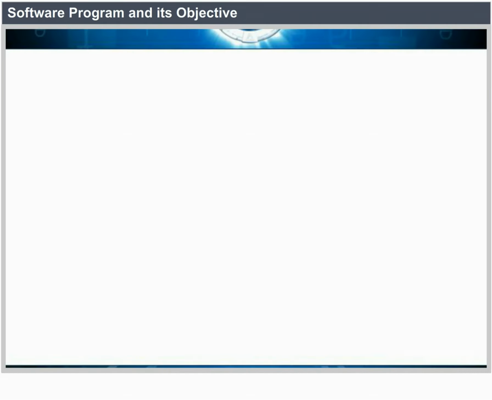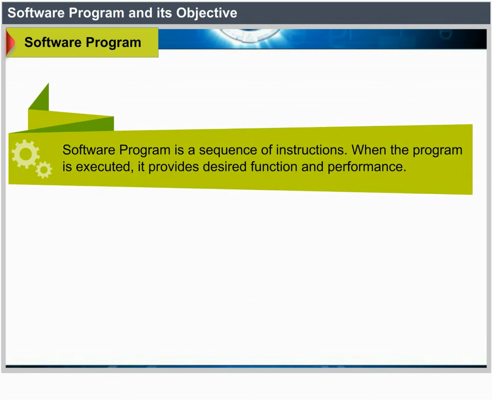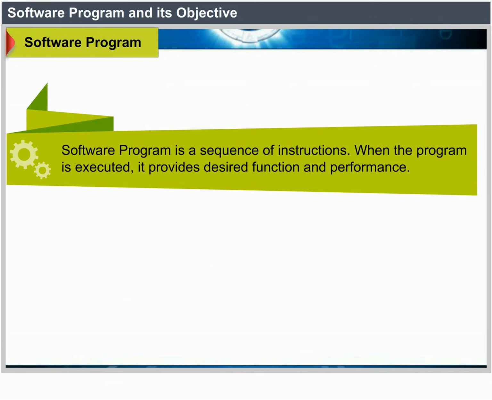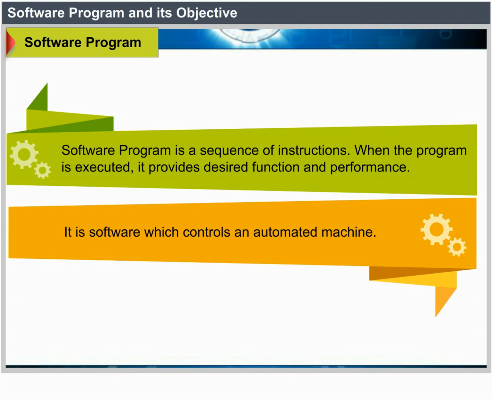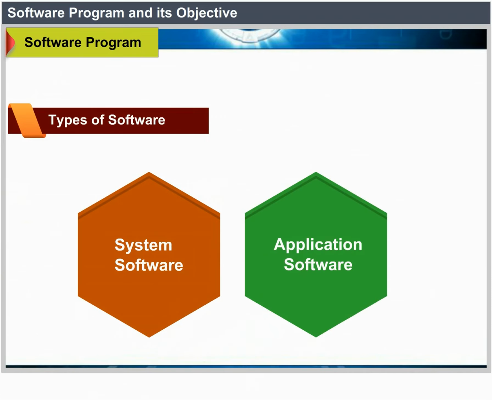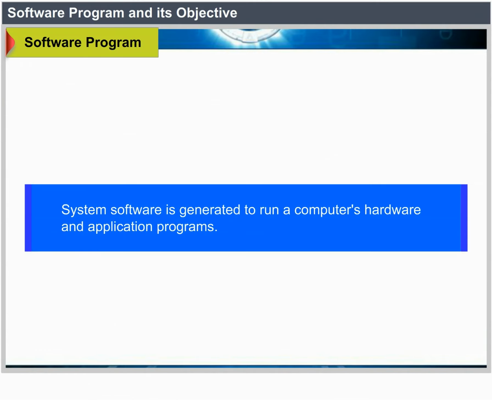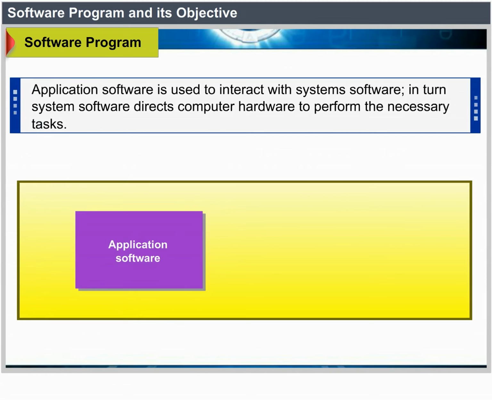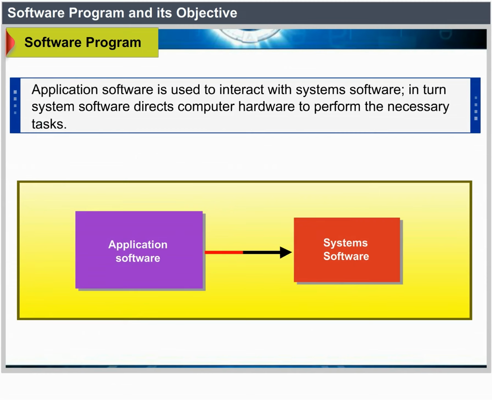Software program and its objective. A software program is a sequence of instructions that, when executed, provide desired function and performance. Software that controls an automated machine. Types of software: system software and application software. System software is used to run a computer's hardware and application programs. Application software interacts with system software. Then, system software directs computer hardware to perform the necessary tasks.